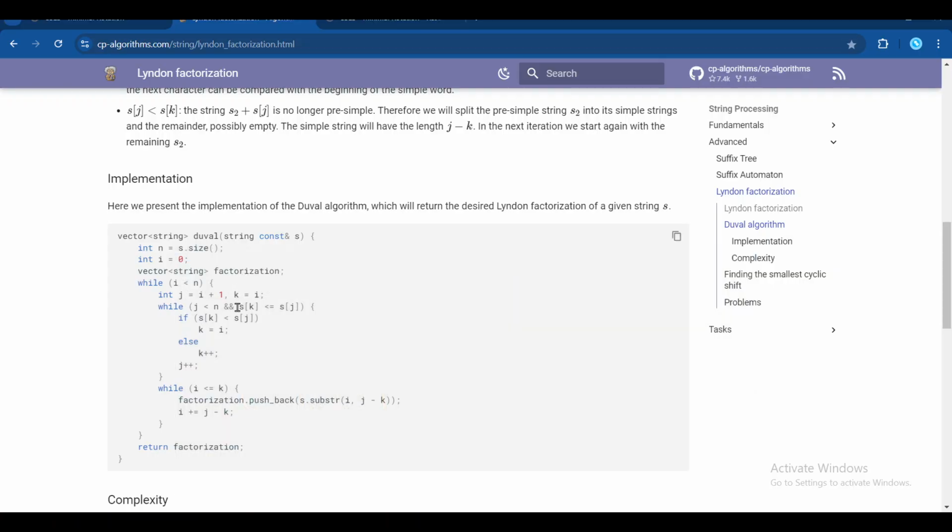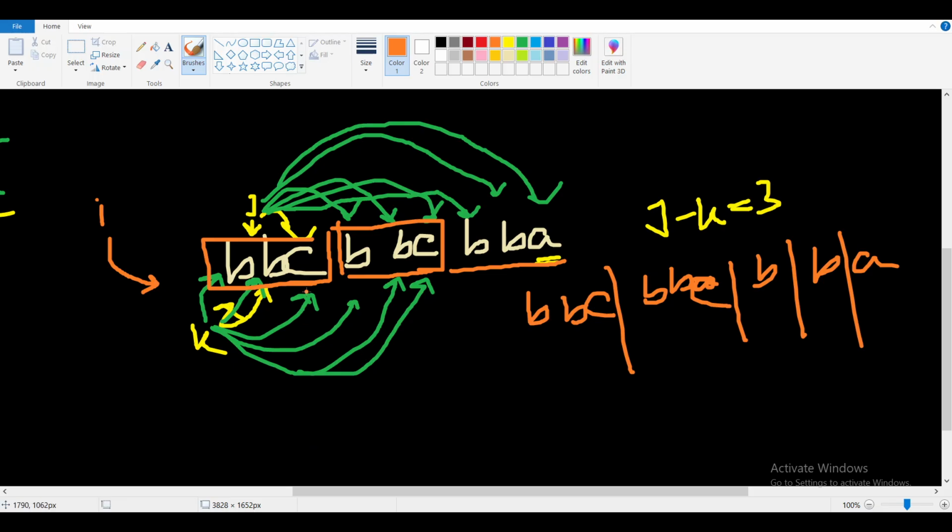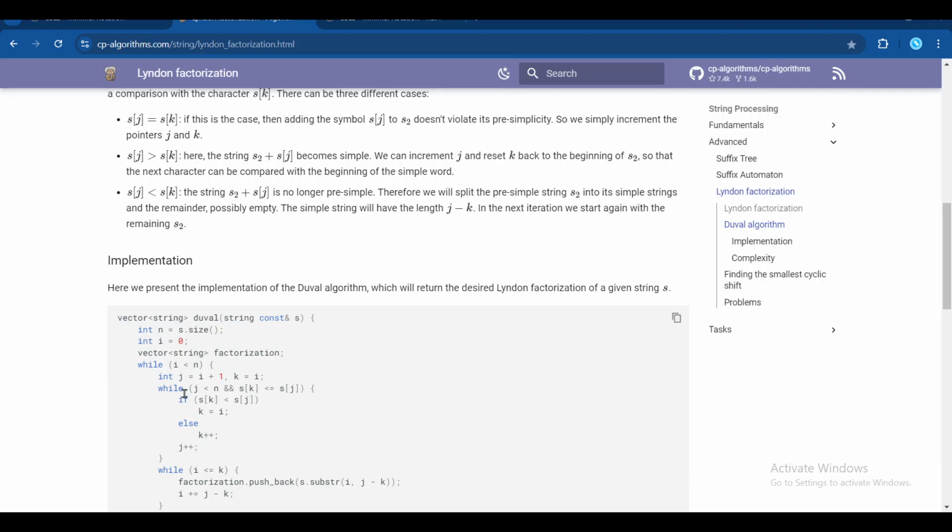So if S[k] is less than or equal to S[j], because if S[j] is less than S[k], we are breaking. So while J is less than N and S[k] is less than or equal to S[j], this part comes. If S[k] is less than S[j], then this is a simple string currently, but this is not a pre-simple. That's why we are marking k as I again, and otherwise we are incrementing the value of k because the pre-simple string continues.